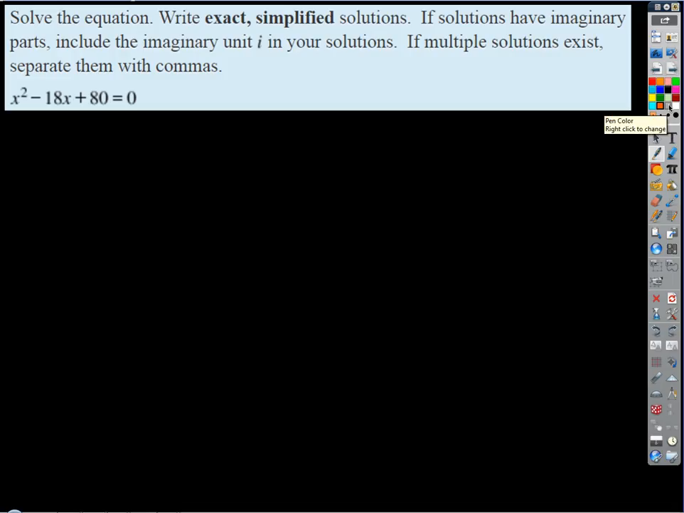Factor it and set the factors equal to 0, right? Or, what else could you do if you really wanted to? Always. It's a quadratic equation in standard form. Quadratic formula, but it'd be way easier to just factor it, right? Okay, should we skip that one? Yeah.